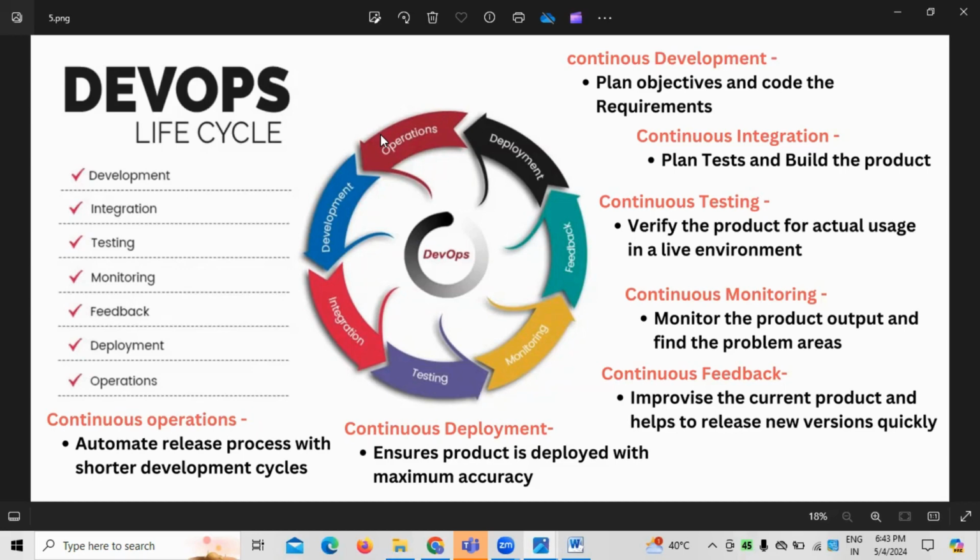Understanding the DevOps life cycle is important. So before I get into the DevOps life cycle, what exactly is the DevOps life cycle and why is it important? Let me explain this.